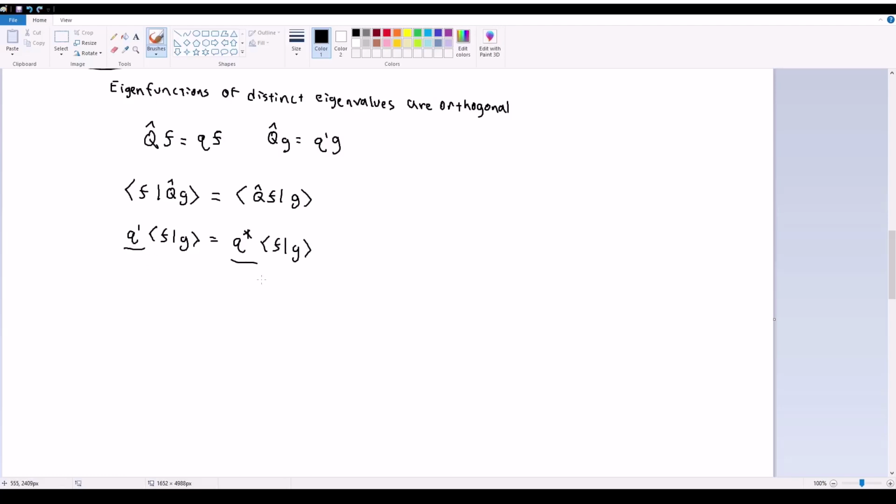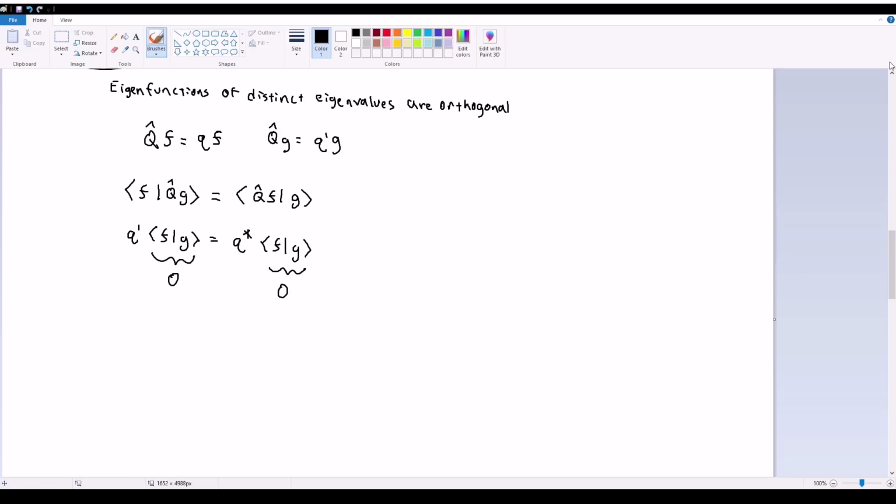So this and this are not generally equal because these are two different eigenfunctions, right? F and g are two separate eigenfunctions. That implies that their eigenvalues are going to be different as well. So q prime and q star don't necessarily equal each other. What that means is that the only way for this expression to be true is if this term, aka the inner product of f and g, is 0.